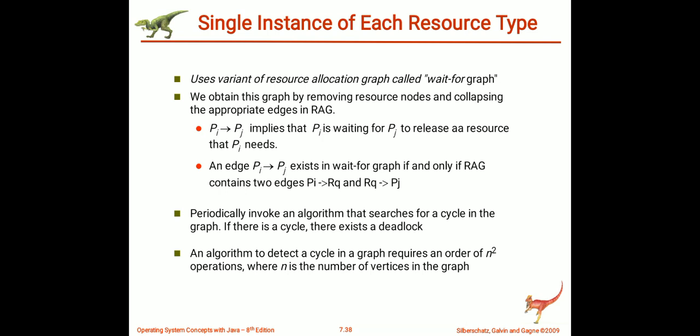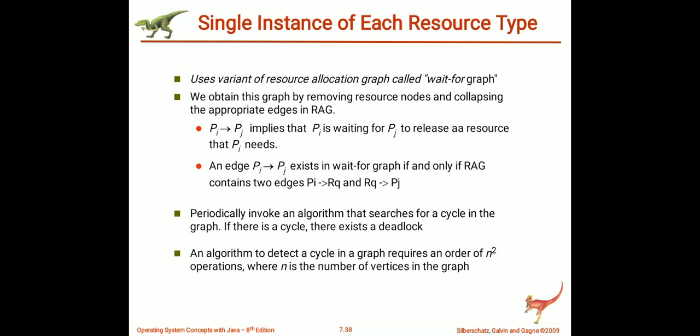Okay. There are two types of algorithms. The algorithm which deals with a single instance of each resource type, and the algorithm which deals with several instances of a resource type. In deadlock avoidance we have seen the resource allocation graph algorithm deals with single instance, and Banker's algorithm deals with multiple instances. In this deadlock detection also we are following the same approach.